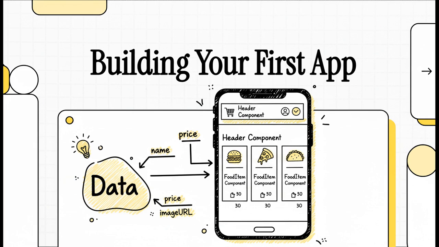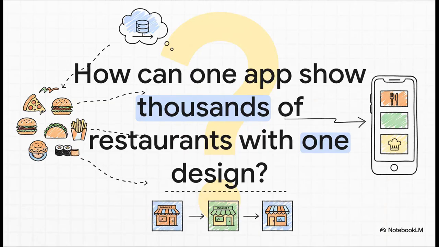Let's get started. So, have you ever opened up an app like Uber Eats or DoorDash and just wondered, how do they show you thousands, literally thousands of different restaurants, but the design always looks the same? They're definitely not building a whole new page for every single one, right? That would be insane. And that is the core puzzle we're tackling today.